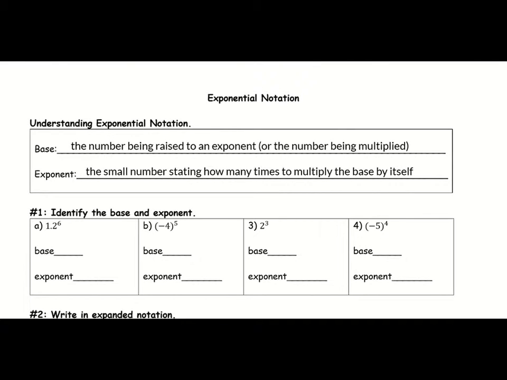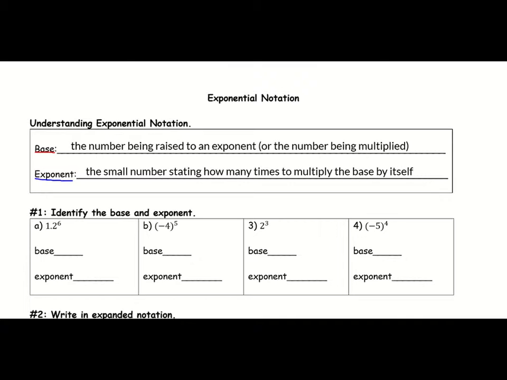So exponential notation is basically a fancy way of saying you have a number being raised to an exponent. We call this number the base. The base is the number that is being raised to an exponent, or the number that we're multiplying. And then the exponent, of course, is the small number stating how many times to multiply the base by itself.